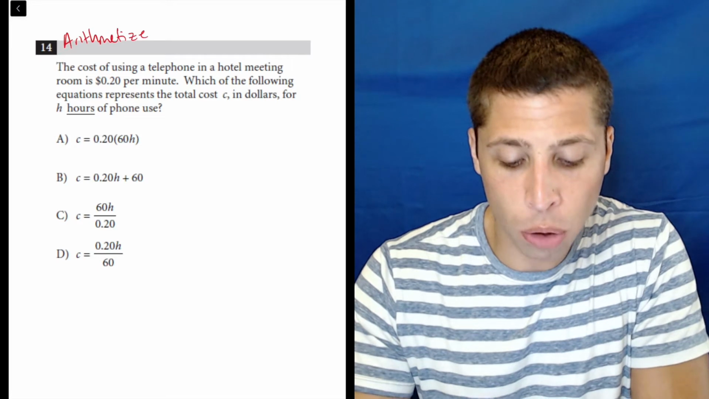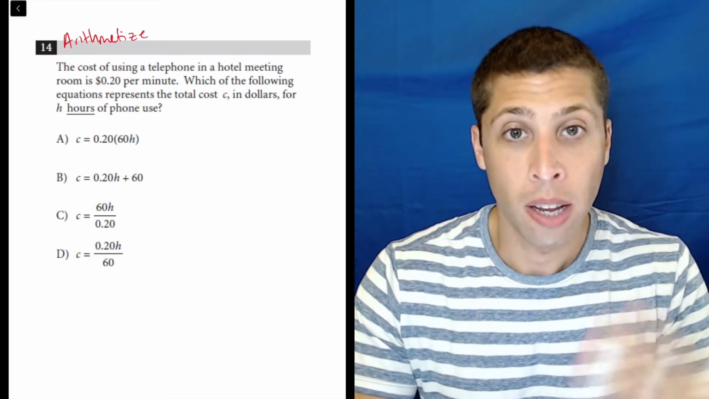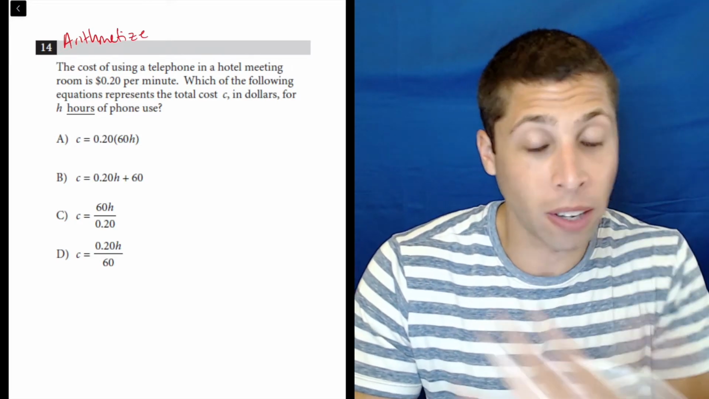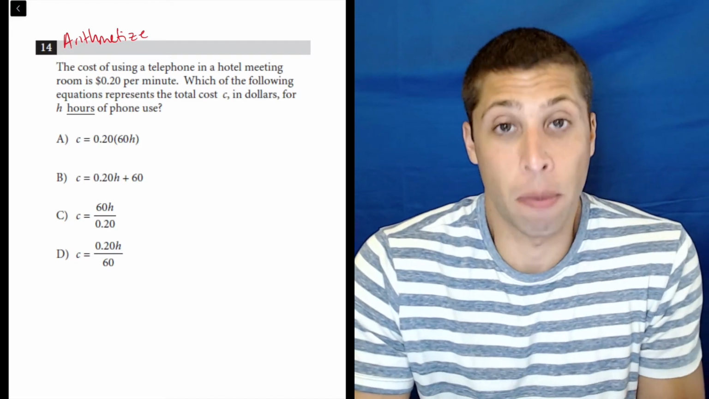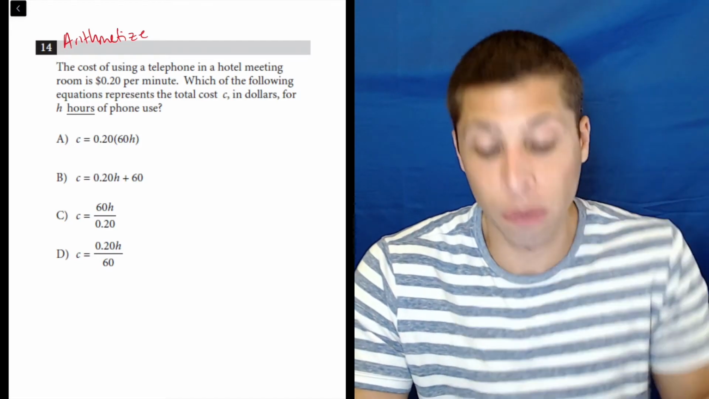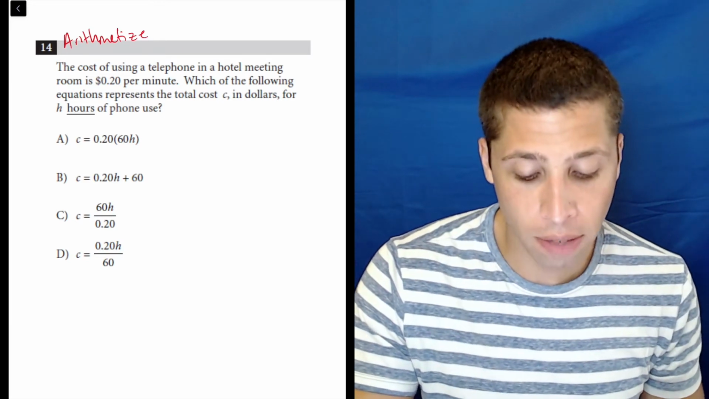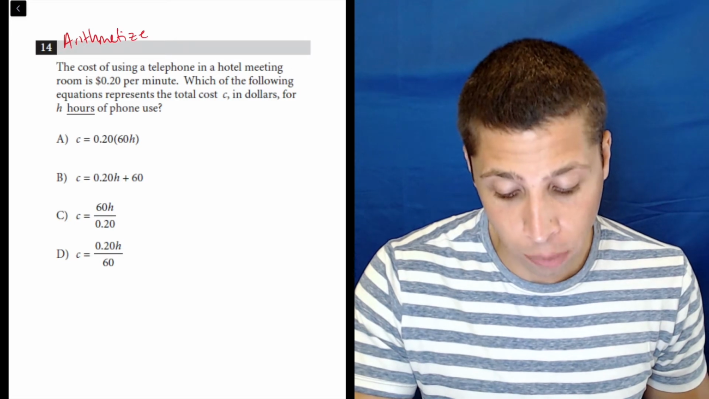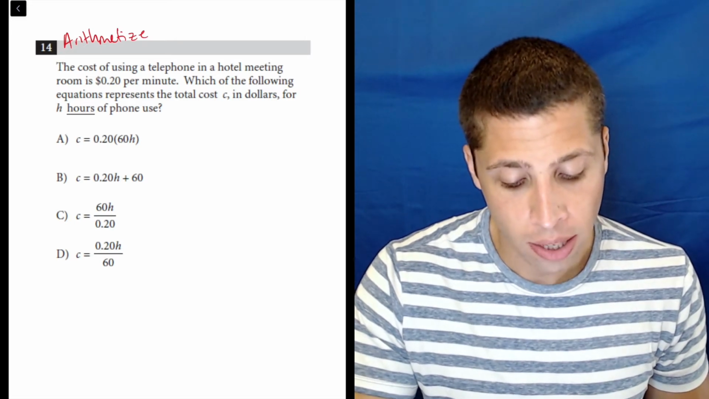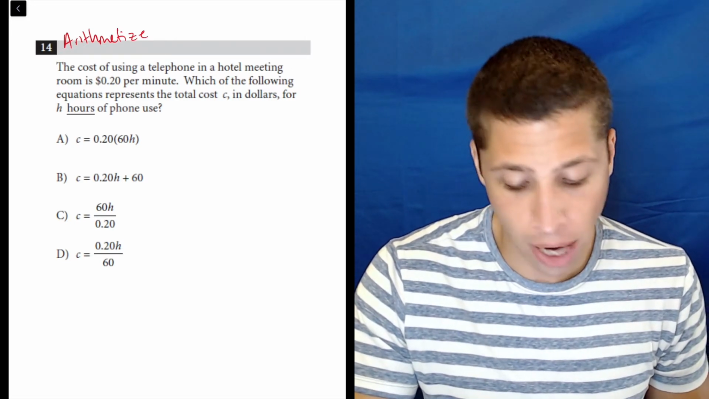They're giving me a story. They're trying to make me make an equation. It would be so much easier if I understood the story in the real world, if I had real numbers, just like a person would if they were trying to use this telephone, right? So the cost of using the telephone is 20 cents per minute. Which of the following equations represents the total cost, C, in dollars, for H hours of phone use?